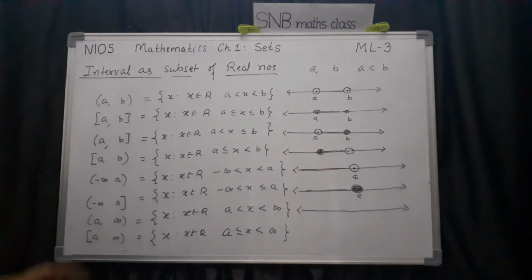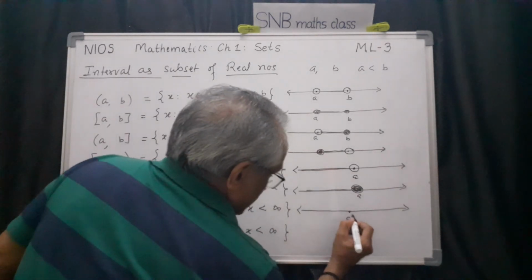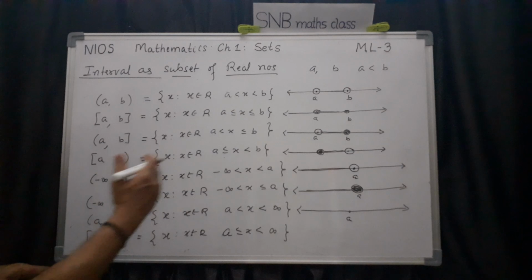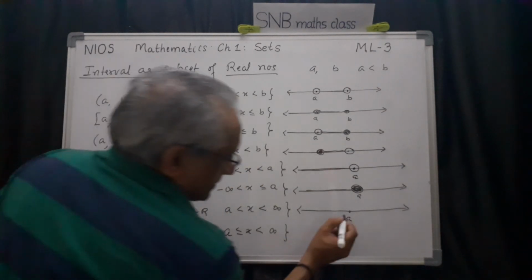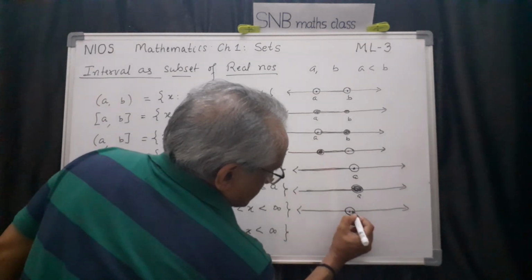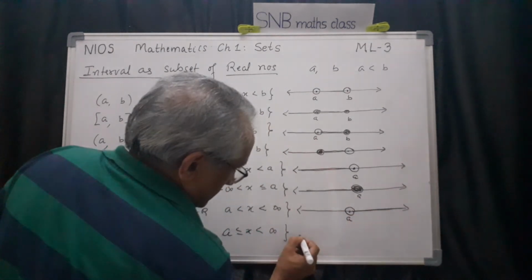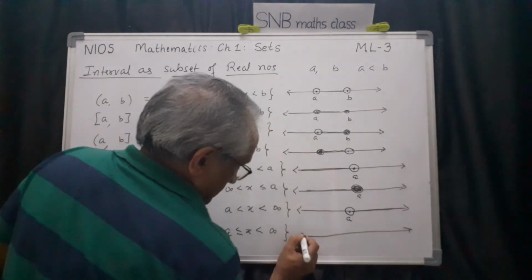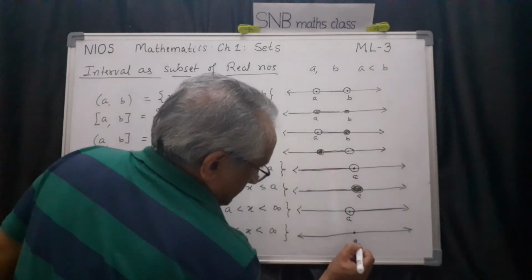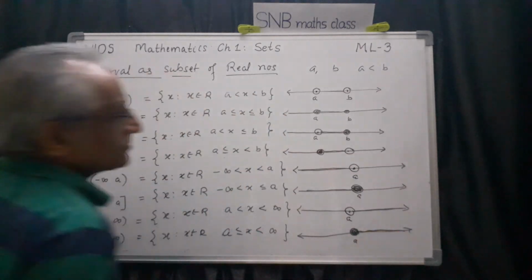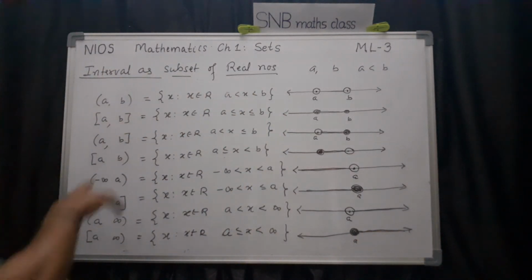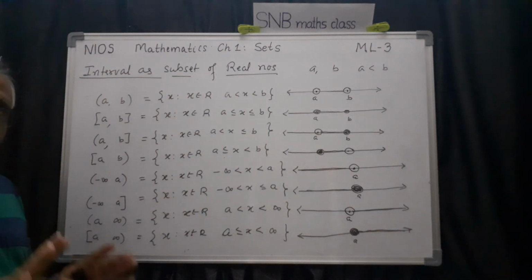So this is A, this is A, but now the condition is A to infinity, that side. But you have to see whether it is closed or open. It is open, therefore I have to put a blank circle, then this side like this. And the last one is like this. This is A, this is 0, you have to fill this side. So totally 8 different types of intervals you can write.